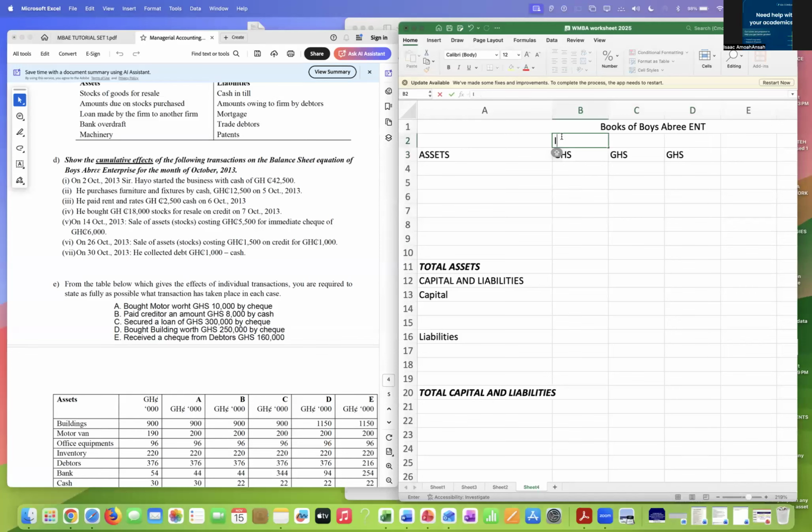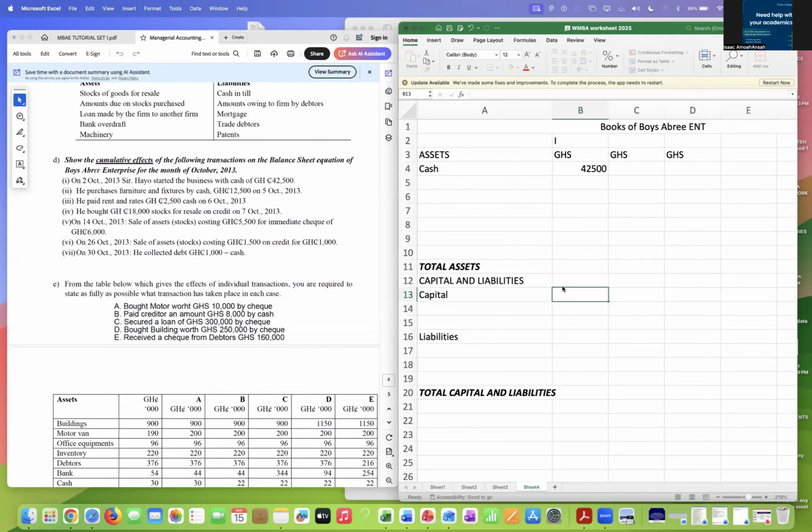Okay, so if we start a business with cash of 42,500, first the business will record cash. The first asset that the business will record is cash. And then the cash that got into the hand of the business is 42,500. Then again, because Serhayo is the owner of the business, whatever he brings in will represent his capital, and that is also 42,500.